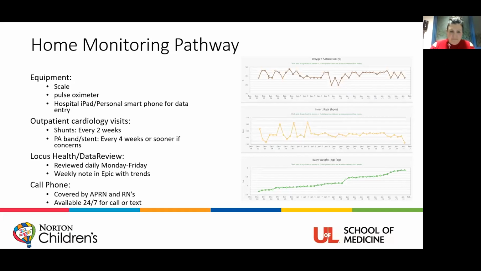weight gain. With this, for outpatient pediatricians that have access to Epic or any other specialties within Epic, for our patients that we monitor, you'll be able to see a note in there that will demonstrate their trends and how things are looking. We also have someone on call for this specific population 24/7 that families are able to call or text at any time.